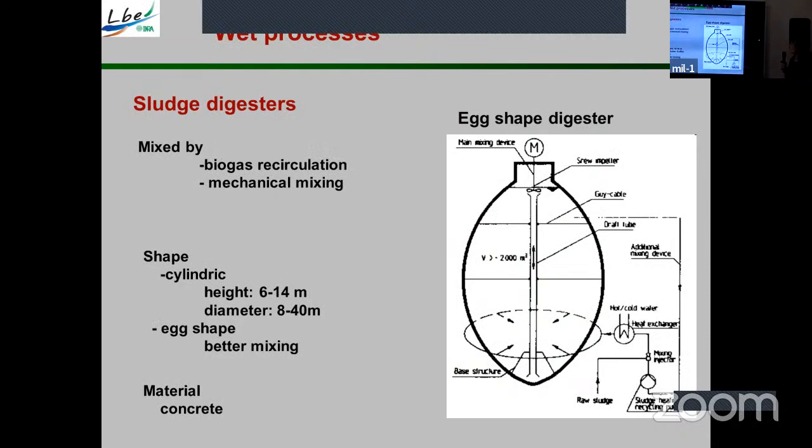For sludge digesters, it can be common to have egg-shaped reactors, so they can be mixed by biogas circulation or by mechanical mixing. The shape is either a cylinder, about 10 meters high, with 8 up to 40 meters diameter. And the egg shape, as you see in the picture, they say provides a better mixing in the case of sludge anaerobic digestion. The material of these reactors is usually concrete.